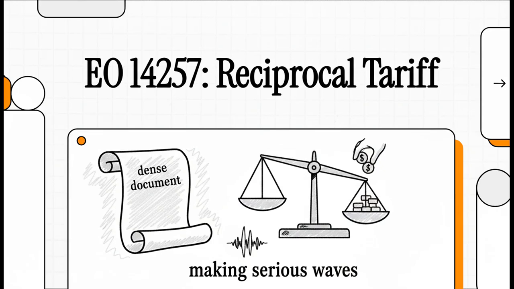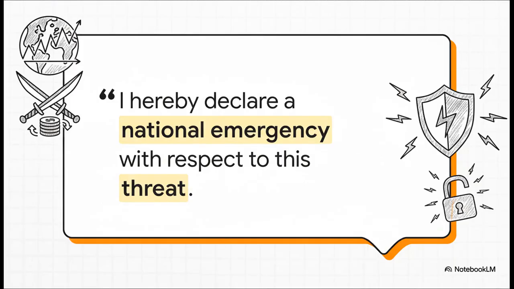All right, let's dive into a really big shift in U.S. trade policy. We're talking about Executive Order 14257, and it's rolling out something called the Reciprocal Tariff. Now, the document itself is pretty dense, but the core idea is actually pretty simple, and trust me, it's going to make some serious waves in global trade. And this order, wow, it does not mess around.